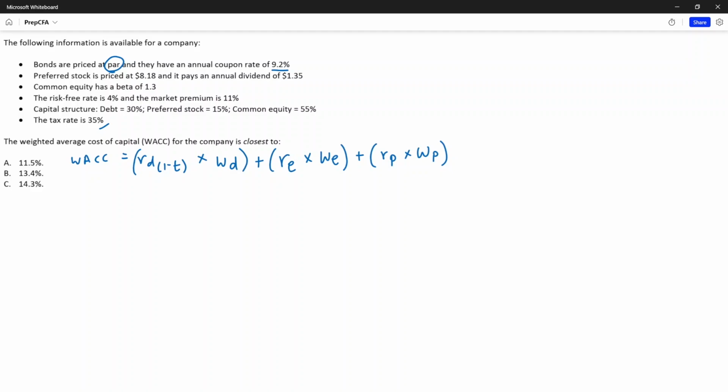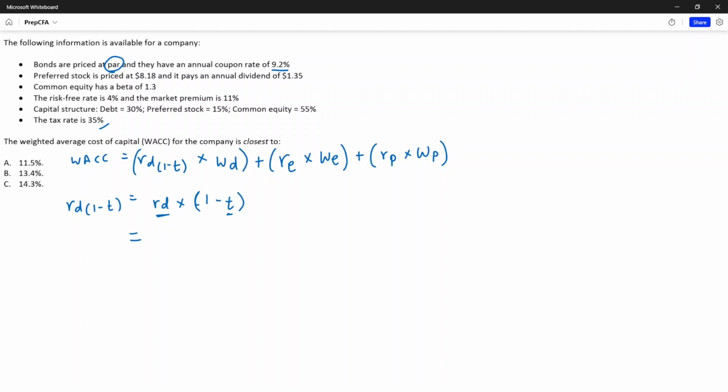So let's start with the debt. So we have the after-tax cost of debt. We know the formula for that is the cost of debt times 1 minus tax rate, right? And so what is the cost of debt here? We know the tax rate, but what is the cost of debt here? Well, the cost of debt is normally the yield to maturity of the bond, right?